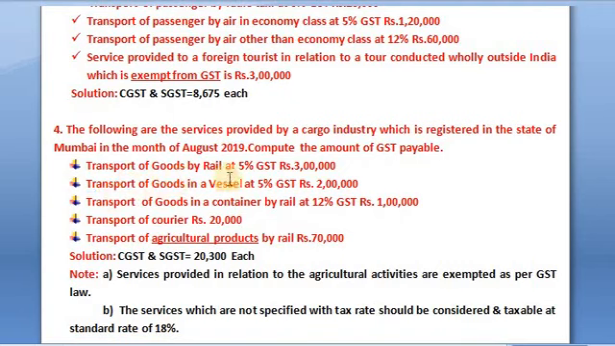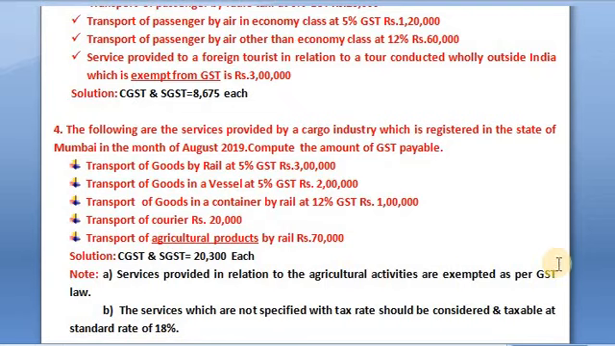Transport of goods by rail. Yes, it is taxable. 3 lakh into 5%. Transport of goods in a vessel. Vessel is nothing but waterways, ship, dock, or other terms. So it is waterways, again it is taxable. Transport of goods in a container by rail, railways, it is taxable, 1 lakh. Transport of courier, rupees 20,000. Obviously courier has charges, it is taxable.